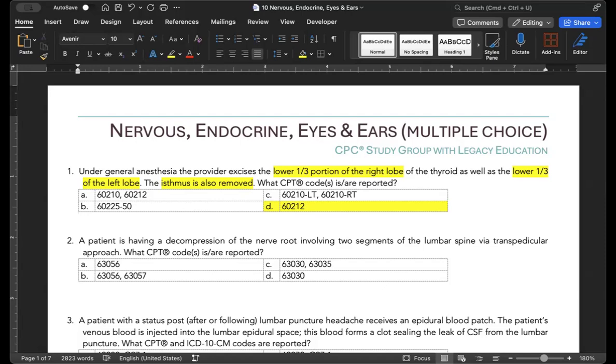Let's look at number two. Patient is having a decompression of the nerve root involving two segments of the lumbar spine via a transpedicular approach. So we've got 63056 and 63030. Let's go look at the 63030 just because that comes first numerically.